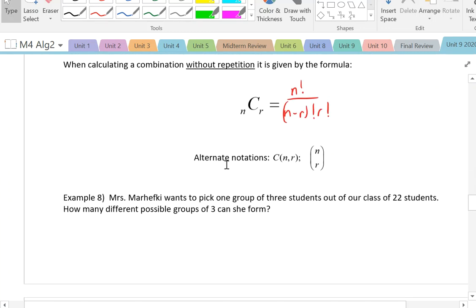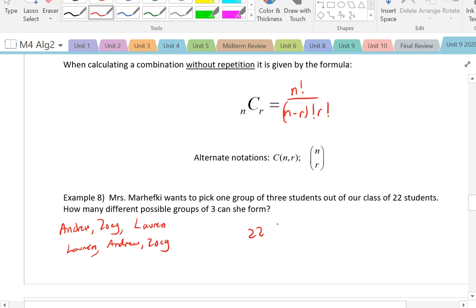So Mrs. Marhepke wants to pick one group of 3 students out of our class of 22 students. How many different groups of 3 can she form? Well, it doesn't matter if my group is Andrew, Zoe, and Lauren versus Lauren, Andrew, and Zoe. That is still the same group. So the order here doesn't matter. This is going to make it a combination.